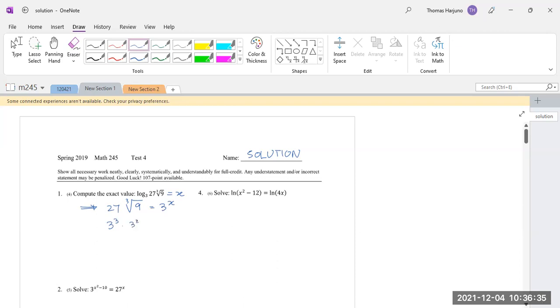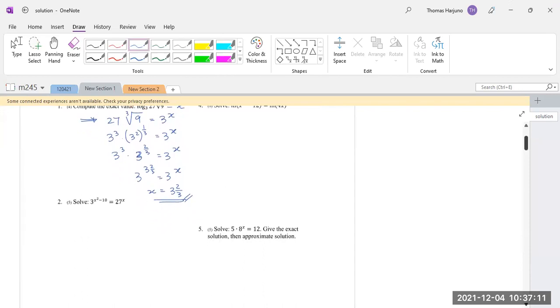This is 3 squared to the power of 1/3 equals 3 to the x. This is 3 cubed times 3 to the 2/3 equals 3 to the x. This is 3 to the 3 and 2/3 equals 3 to the x. So x is 3 and 2/3, or you can also say 11 over 3.